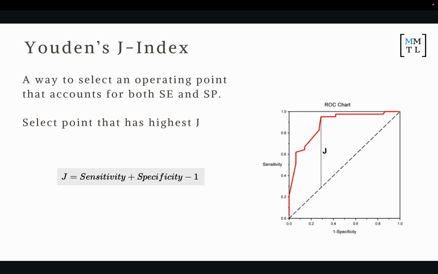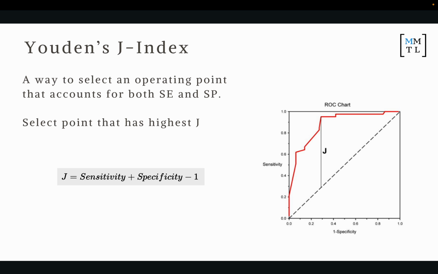Okay, so how do you actually select which points? There are lots of different philosophies to this. This is not gold standard or anything, but this is one way that's been suggested. You basically select an operating point that accounts for both sensitivity and specificity. It's called Youden's J index. You just calculate this J as sensitivity plus specificity minus 1. And then that helps you calculate at which point on the ROC curve you should be operating.